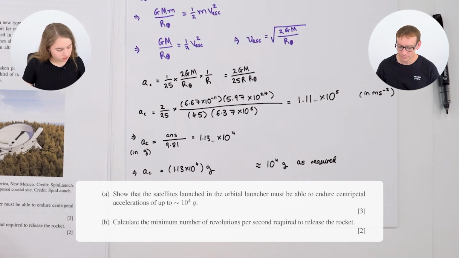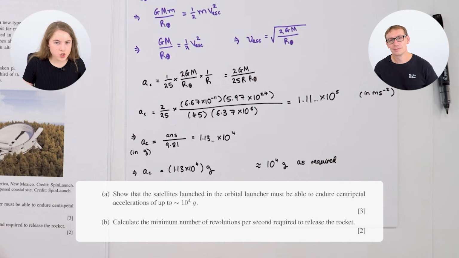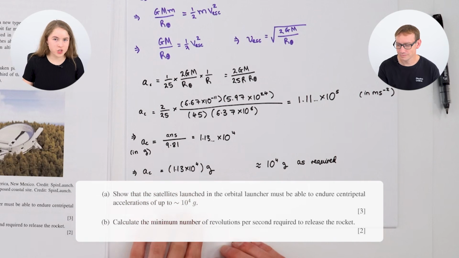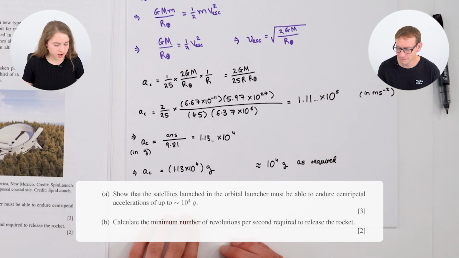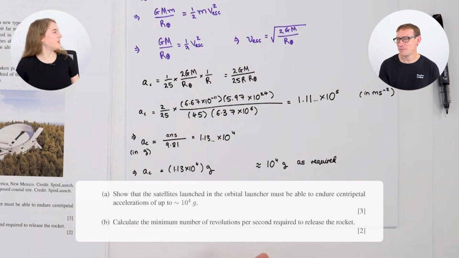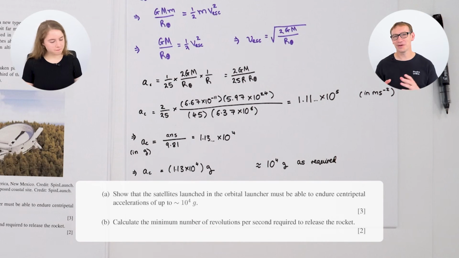But they've asked us to show that it's about 10 to the 4 g. So dividing this by 9.81 gives us the centripetal acceleration in units of g. And it comes out to be 1.13 times 10 to the 4 g, which is wonderful because that's around about 10 to the 4 g as required. I think it's always nice when you have a show-that question and you get the answer that you're trying to show. So that gives you a bit of confidence. In a show-that question, make sure that you put in the numerical values and give your answer to at least 3 significant figures, because that way you can get all the marks for it. Fantastic. So that's the first part, and now we're going to look at the second part.